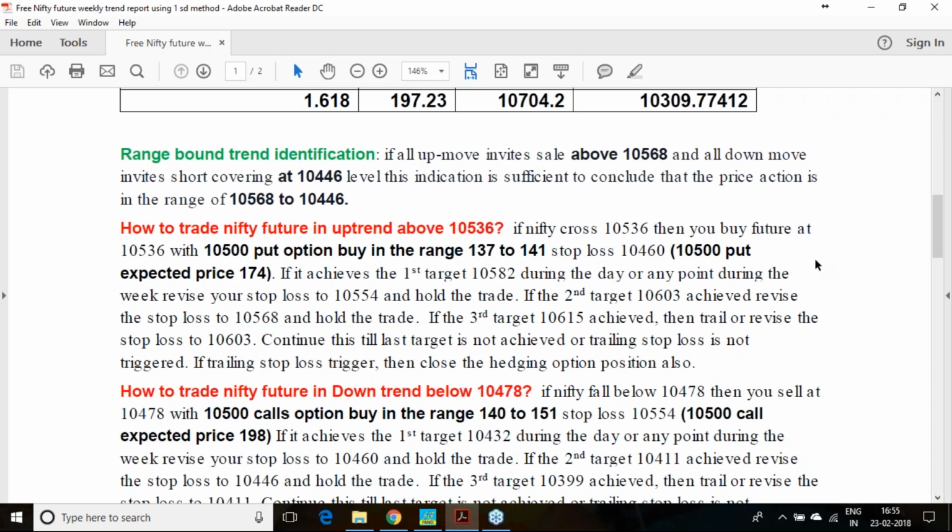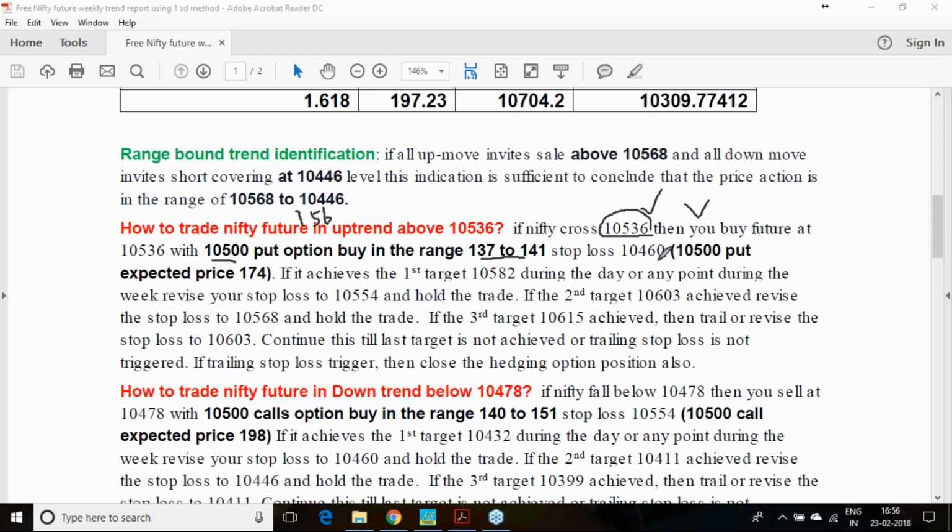So this suggests that if the Nifty crosses 10,536, you should buy Nifty along with the 10,500 put option, which is currently in the 155-156 rupees range. However, you can purchase once this uptrend is given, when it will be trading in the 137 to 141 range. Along with the future buy, you should buy the put option.